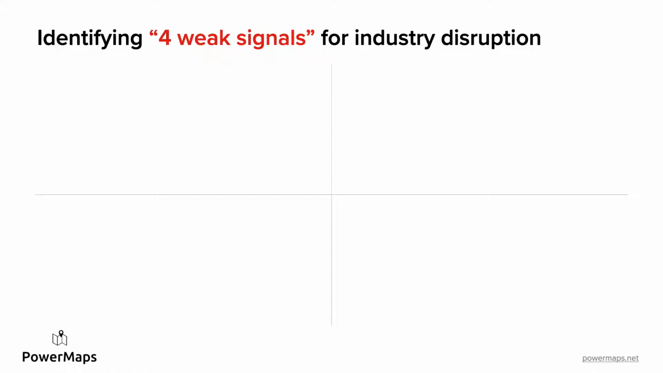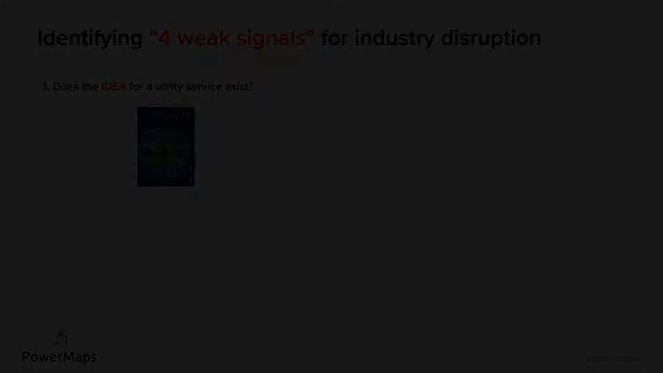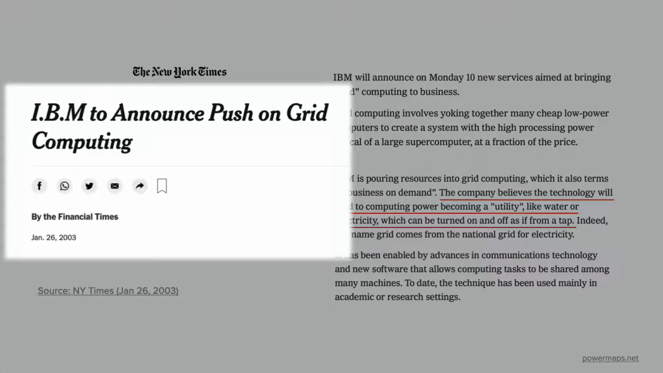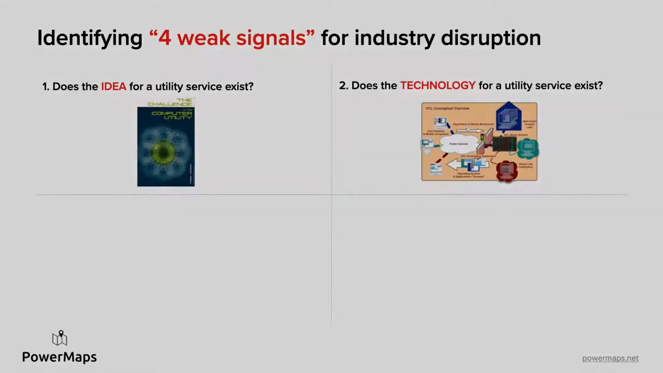There are 4 weak signals you can look for that tell you when an industry is ripe for disruption. Firstly, the idea for turning a mature product into a utility service needs to exist. For example, the provision of electricity and water. The idea for computing as a utility service has been around since at least 1966, with Douglas Parkhill's book discussing the challenge of the computer utility. In 2003, even IBM was investing into the idea of computing as a utility service. What they called grid computing would dramatically reduce the cost of computing power, which is partly why they didn't do it.